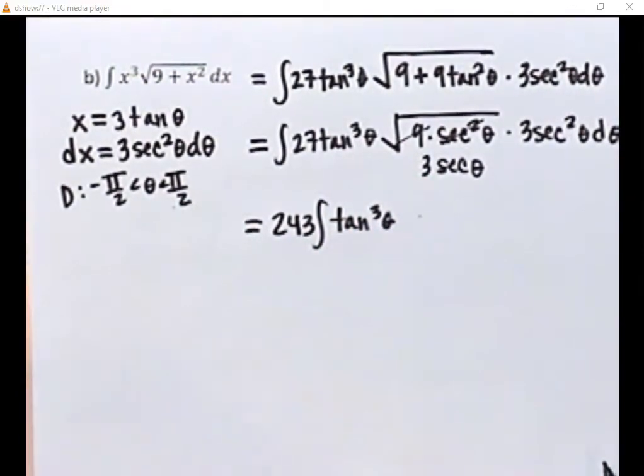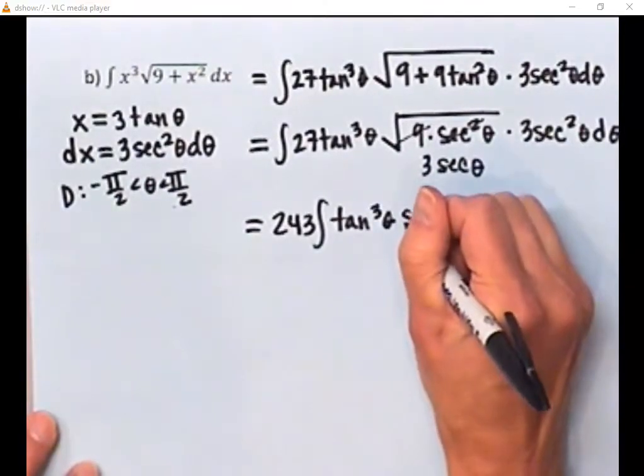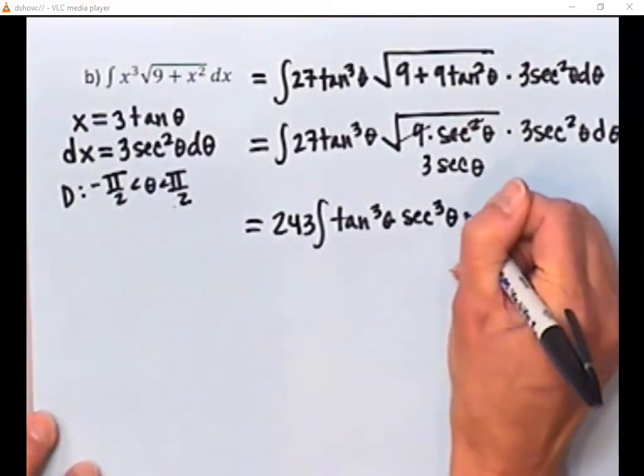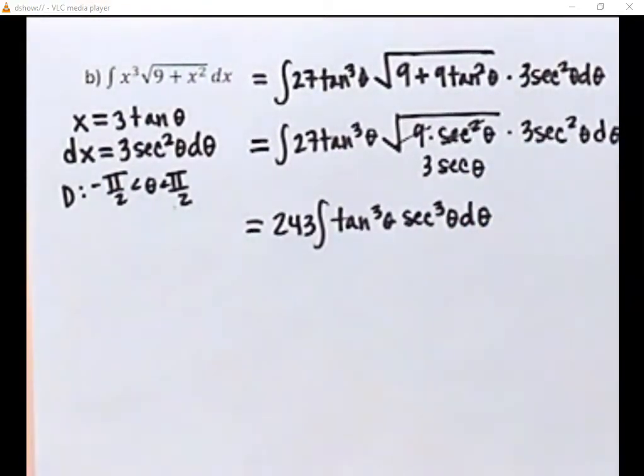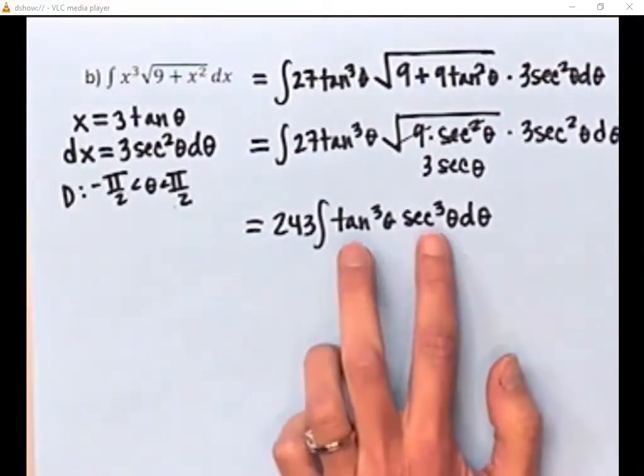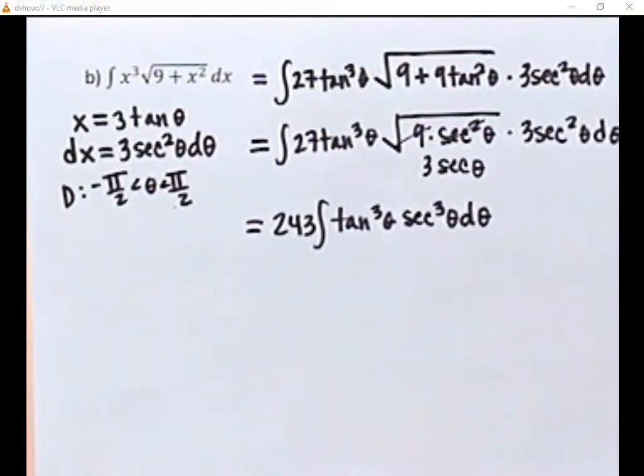And what will I have for secants? I'll have secant to the third, right? Secant to the third theta. Now this one wasn't a fraction like the last one where nice things canceled out. So we're going to have to figure out how to integrate it in this form if you have tangent cubed and secant cubed. Now we just got done doing that, right? What's our strategy here?